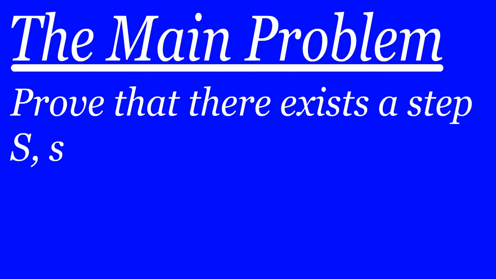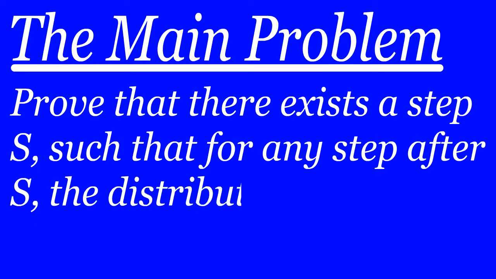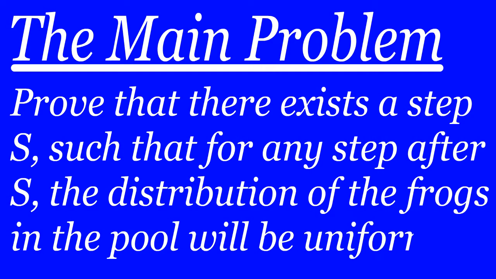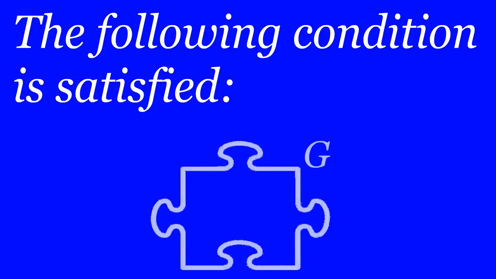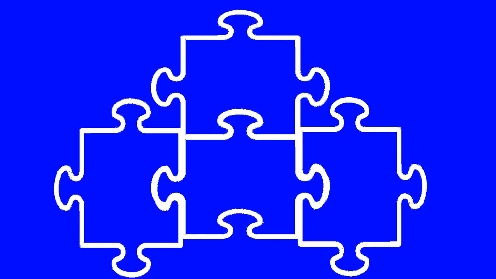The main problem: prove that there exists a step S, such that for any step after S, the distribution of the frogs in the pool will be uniform. Where by uniform, we mean that the following condition is satisfied. For each grid G in the pool, either G contains at least 1 frog, or each of its neighboring grids contains at least 1 frog.